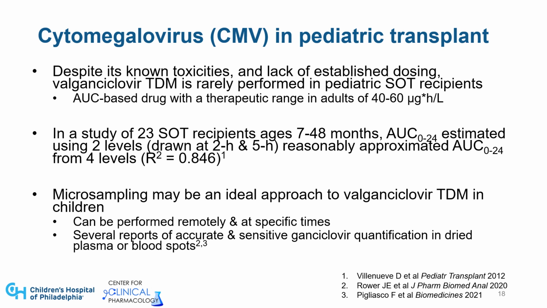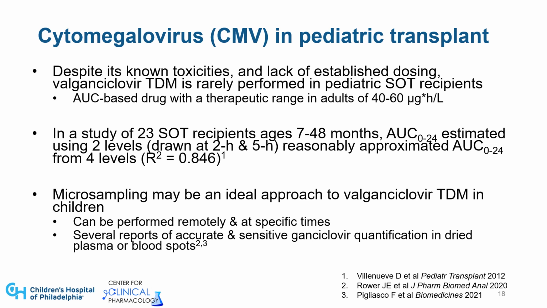But despite its known toxicities and lack of established dosing, valganciclovir TDM is rarely performed in pediatric transplant recipients. This is because it's an area under the curve-based drug, which means that multiple samples would have to be collected in order to accurately estimate the AUC. And although a therapeutic range has been established in adults, it's unknown if this should be the therapeutic target for children. In a study of 23 transplant recipients less than 4 years of age, the area under the curve, estimated using 2 levels, one drawn at 2 hours and 5 hours, reasonably approximated the area under the curve from 4 levels. And so it's possible that valganciclovir TDM could be performed with limited sampling.